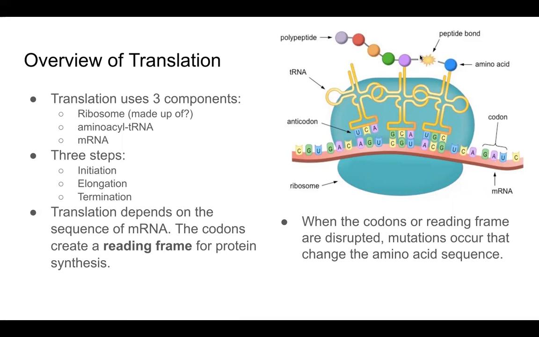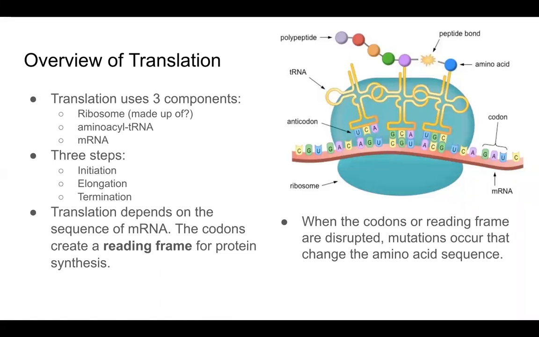There are 3 steps of translation. The first one is initiation, the start of translation. Then elongation, which is a lengthening of that polypeptide chain, the protein chain, by adding more and more amino acids to the end of it. And then termination, which is the end of translation, where you have the finished polypeptide, the finished protein primary structure, leaving the ribosome.